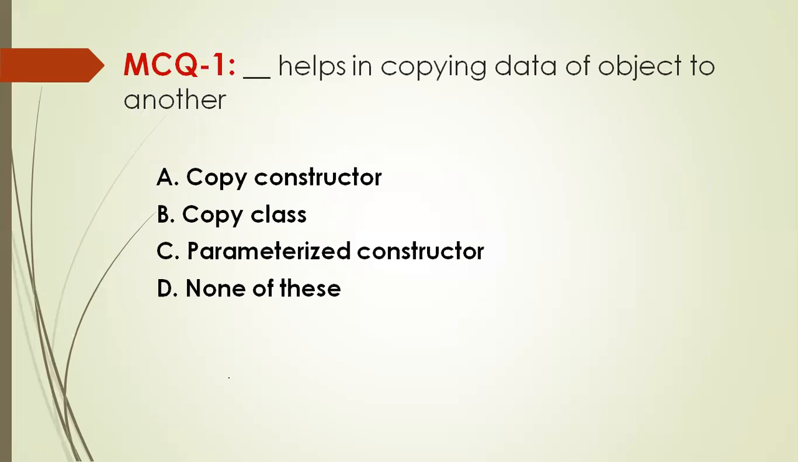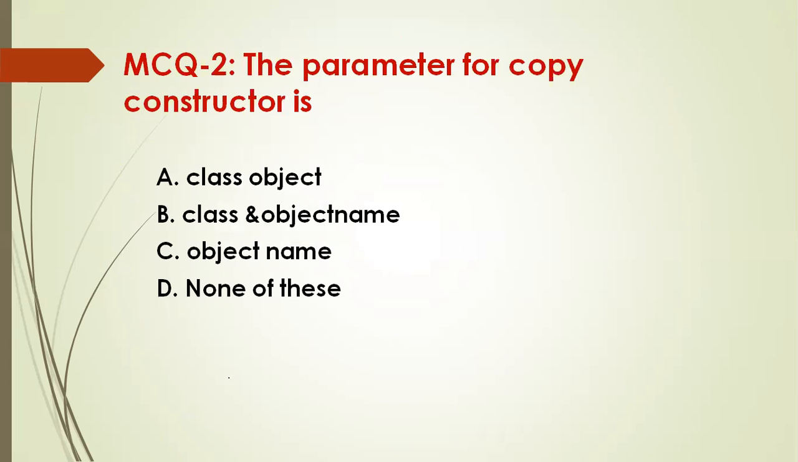Let us take some simple multiple choice questions to revise what we have studied in today's class. Dash helps in copying data of one object to another object. We know that the data of one object can be copied into another object using a copy constructor. The correct answer is A, copy constructor. The parameter for a copy constructor: the copy constructor accepts one argument, which is nothing but the address of the object. So the correct answer is class name, address, object name. So the correct answer is B.